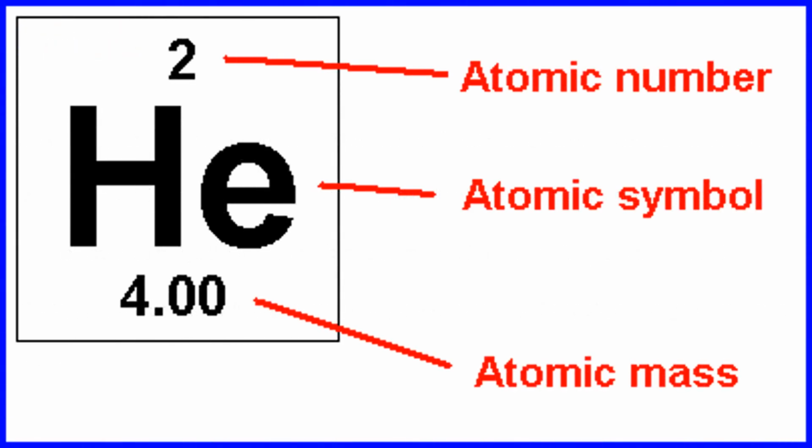Atoms of each element contain a characteristic number of protons and electrons. The number of protons determines an element's atomic number, which scientists use to distinguish one element from another. The number of neutrons is variable, resulting in isotopes, which are different forms of the same atom that vary only in the number of neutrons they possess. Together, the number of protons and neutrons determine an element's mass number.